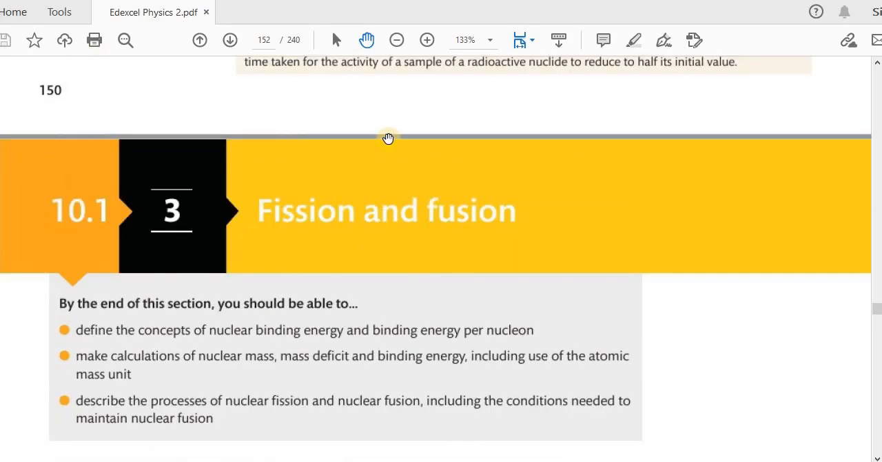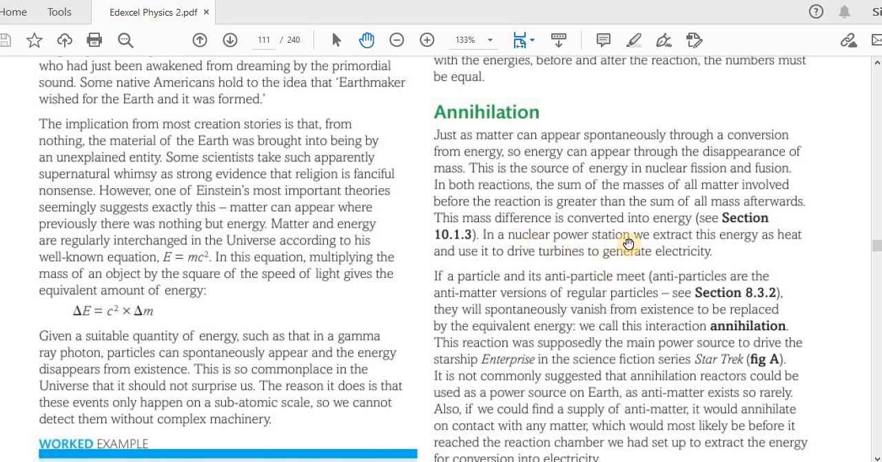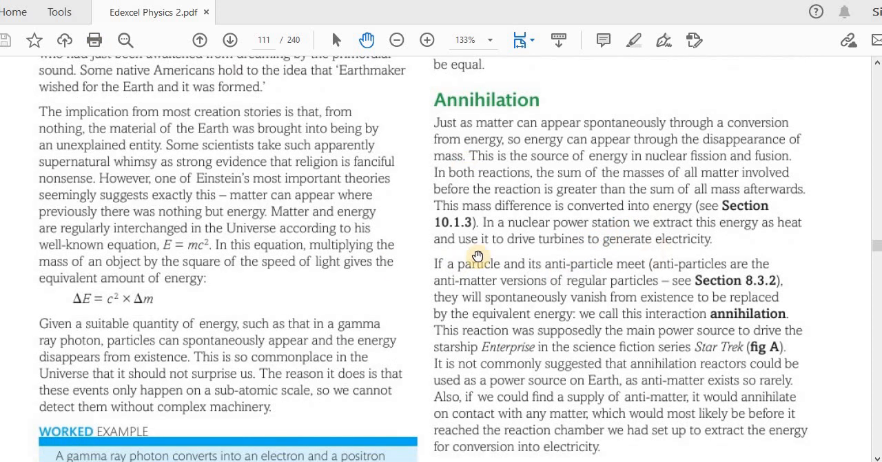Let's go back. Okay, so we are back here. In a nuclear power station, we extract this energy as heat and use it to drive turbines to generate electricity. So for more details you can go through the nuclear power station. I think we looked at 10.1.1, right? This is 10.1.3. All right, we looked at the correct one. It's 10.1.3 that we looked at, not 10.1.1.